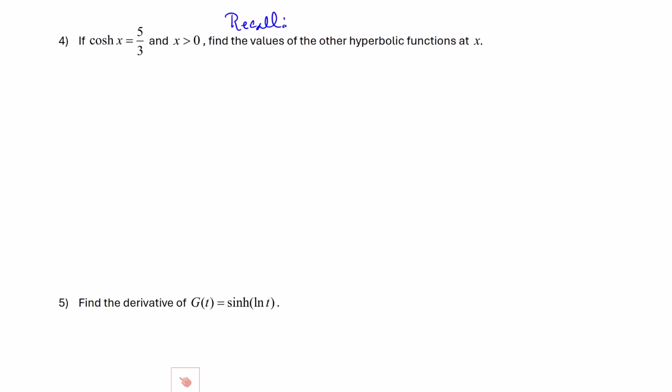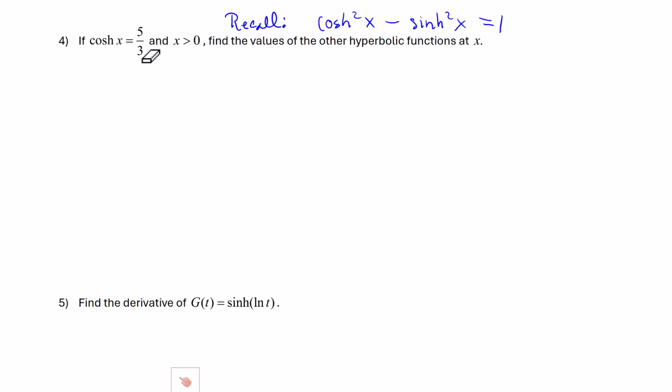Recall, we have an identity above that said that cosh squared of x, minus sinh squared of x, equals 1. So that identity, as we have listed above, is going to be a building block that will help us find sinh, given that we know what cosh is.